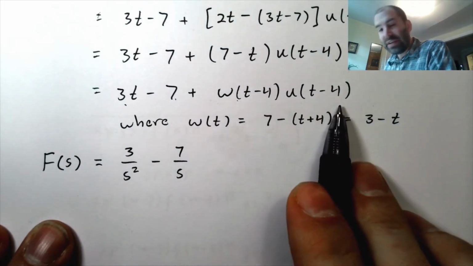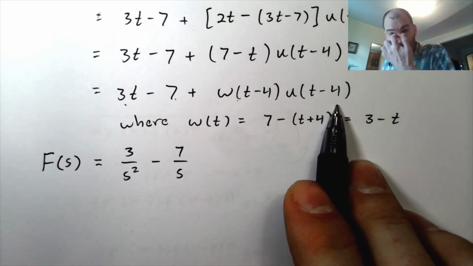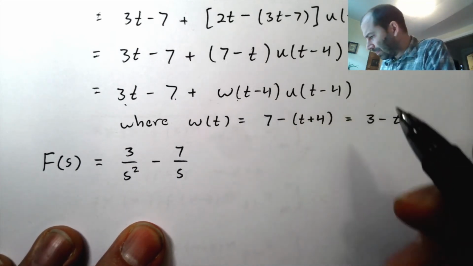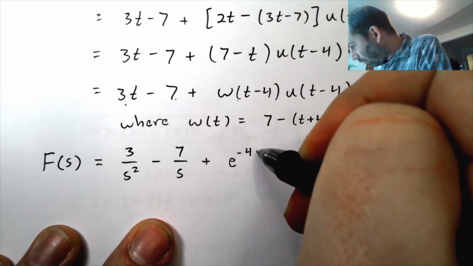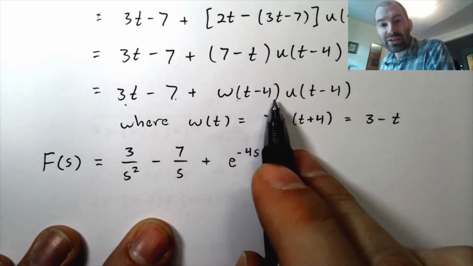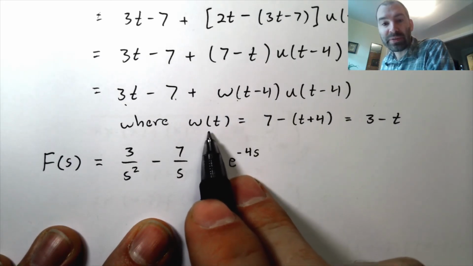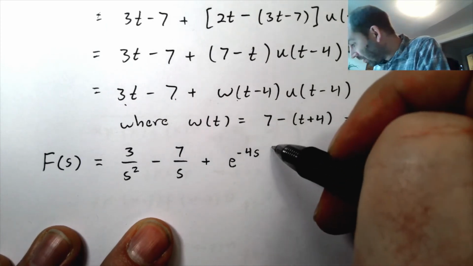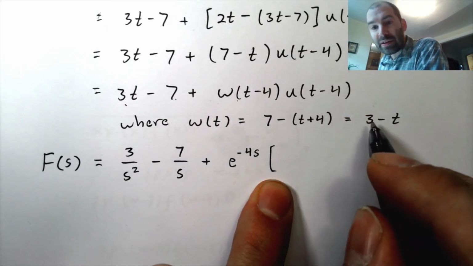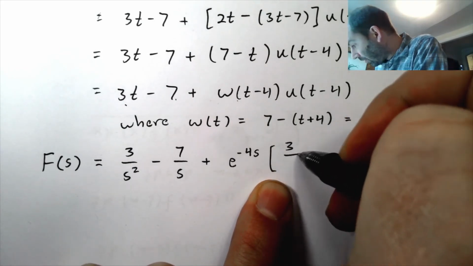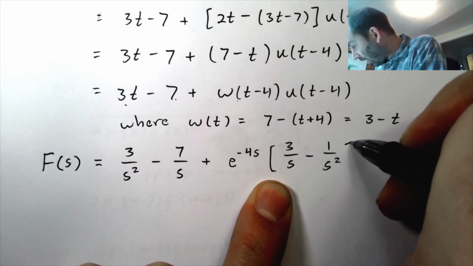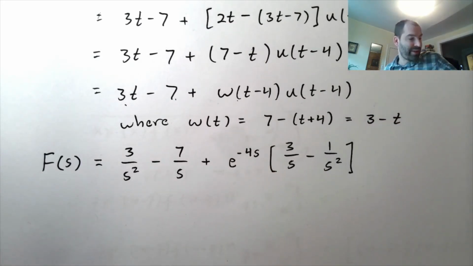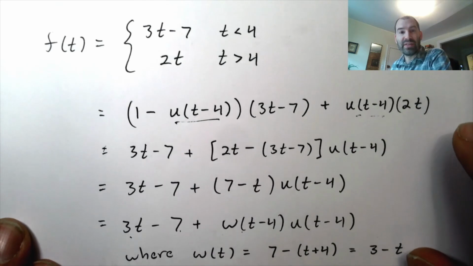Now, how do I do this piece? Well, remember the result that we just showed. We said that this is going to be e to the minus 4s times the Laplace transform of this function. What's our function over here? Well, it's 3 minus t. The Laplace transform of 3 is 3 over s, and the Laplace transform of t is 1 over s squared. And so here we have it. We have completed our Laplace transform of a piecewise defined function.